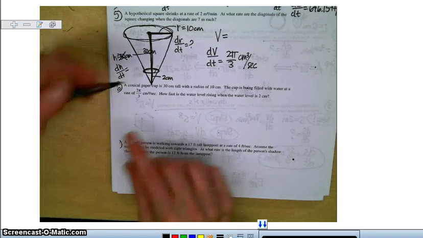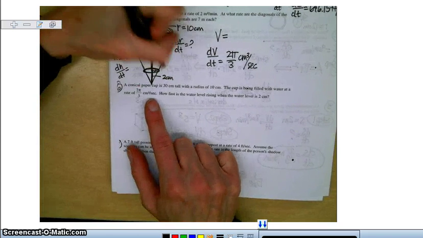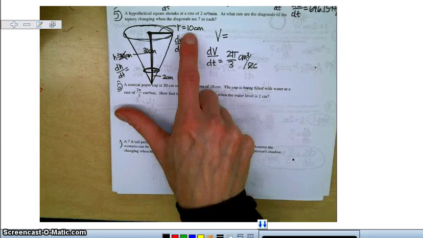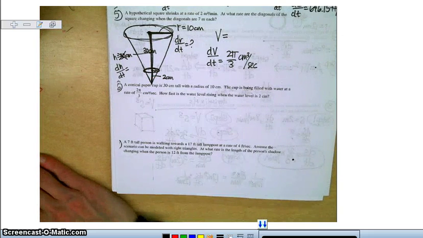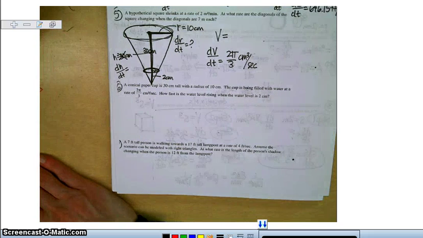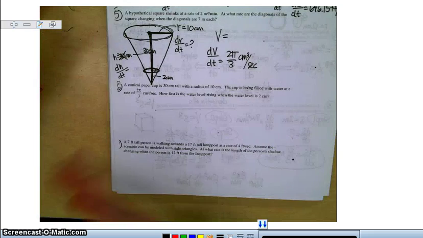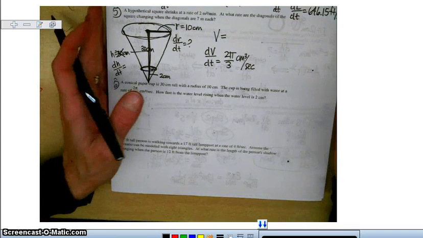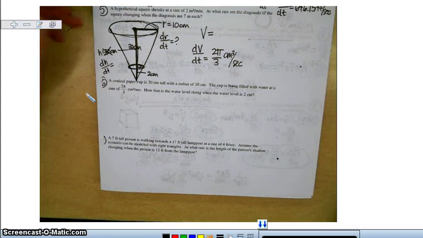Now, tell me about the radius when it's only filled to 2 centimeters. Is it 10 centimeters? No. Okay, so we've got some things that we can't really figure out right now. Well, I'm just going to move on.